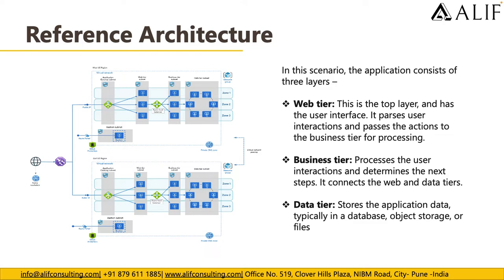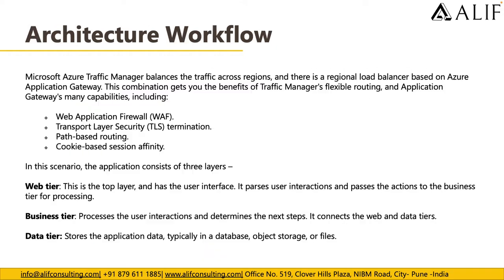The web tier is the top layer, primarily used by users to access the application. Then you have a business layer to process all the interactions and determine the next step, whether it connects with the web or data tier. And then there's a data tier, typically used to store the application data and information in the databases. Well, this is how your architecture flow looks.